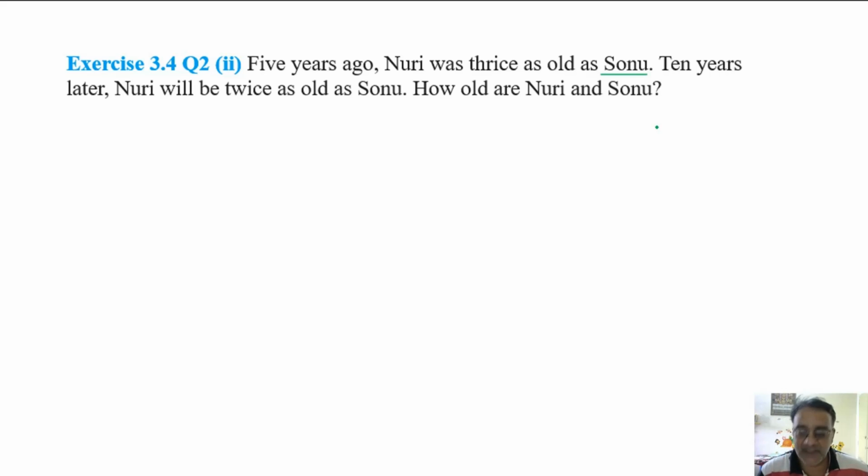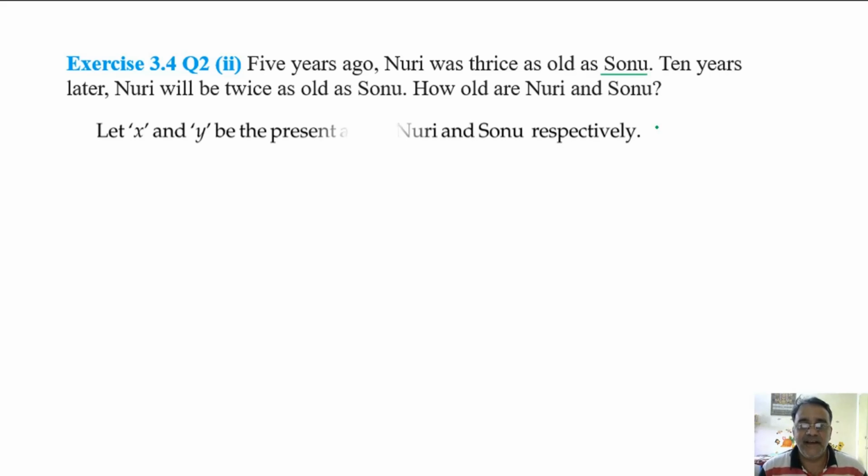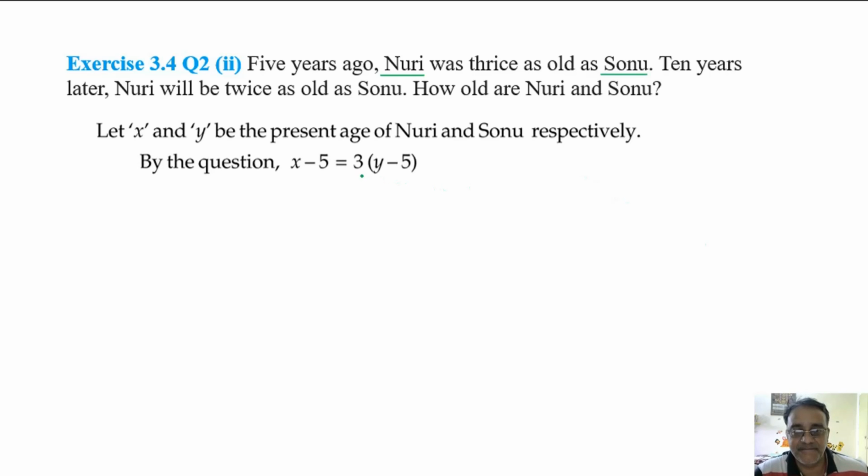So first we will take the present age of Nuri and Sonu to be x and y respectively. So what is the age of Nuri 5 years ago? X minus 5. Sonu? Y minus 5. Okay, so according to the question, Nuri is 3 times Sonu 5 years ago. So what we will get? X minus 5 is equal to 3 times y minus 5.